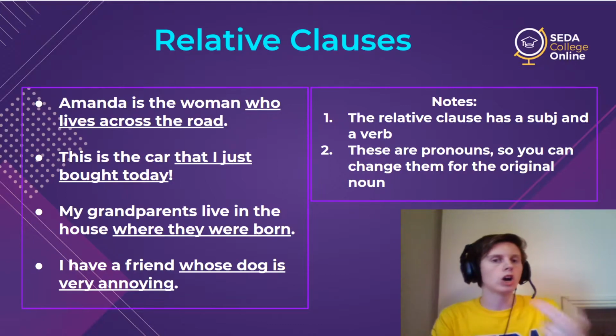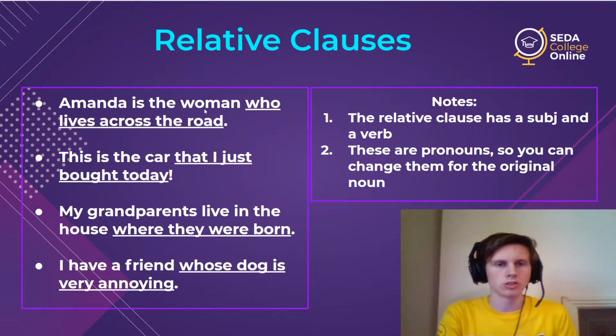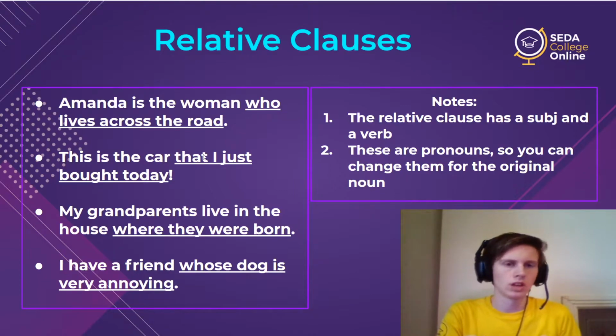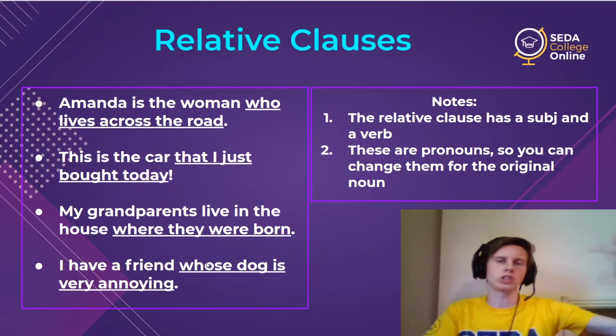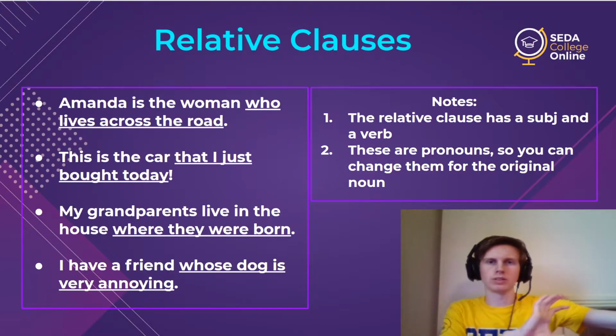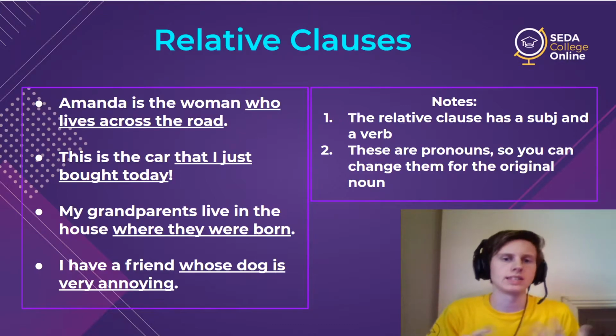So you can always undo the sentence to kind of test what it means. So Amanda is the woman. Amanda lives across the road. This is the car. I just bought it. I just bought the car today. My grandparents live in the house. They were born in the house. Or I have a friend. My friend's dog is very annoying. So you can always undo that change from relative pronoun to the original idea to check the meaning and check what it is talking about.